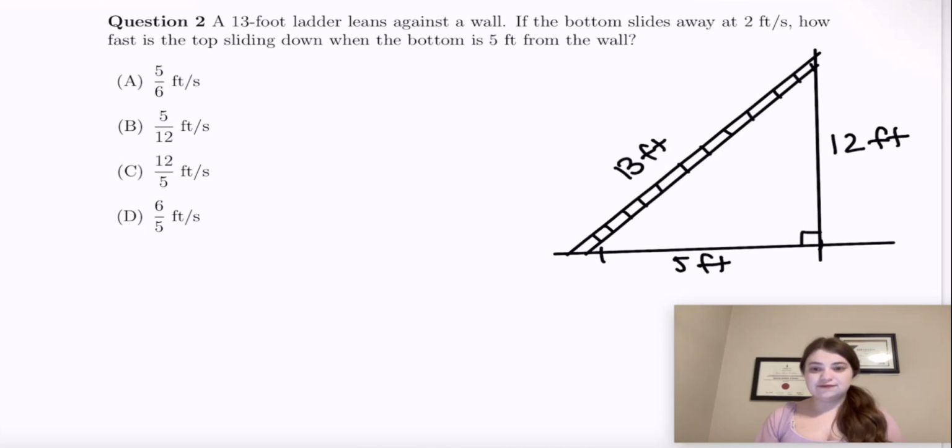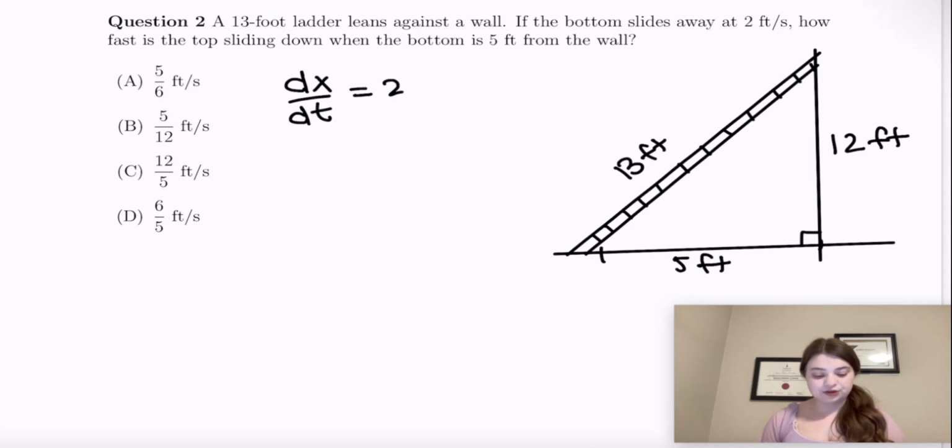They've also given us the information that the bottom is going to be sliding away at 2 feet per second. So that means that the x coordinate is moving at a rate of 2 feet per second. And so therefore that tells me that dx/dt is equal to 2 here. So that's basically the information given and a visual diagram of it. All right, so now let's talk about how we're going to solve this.